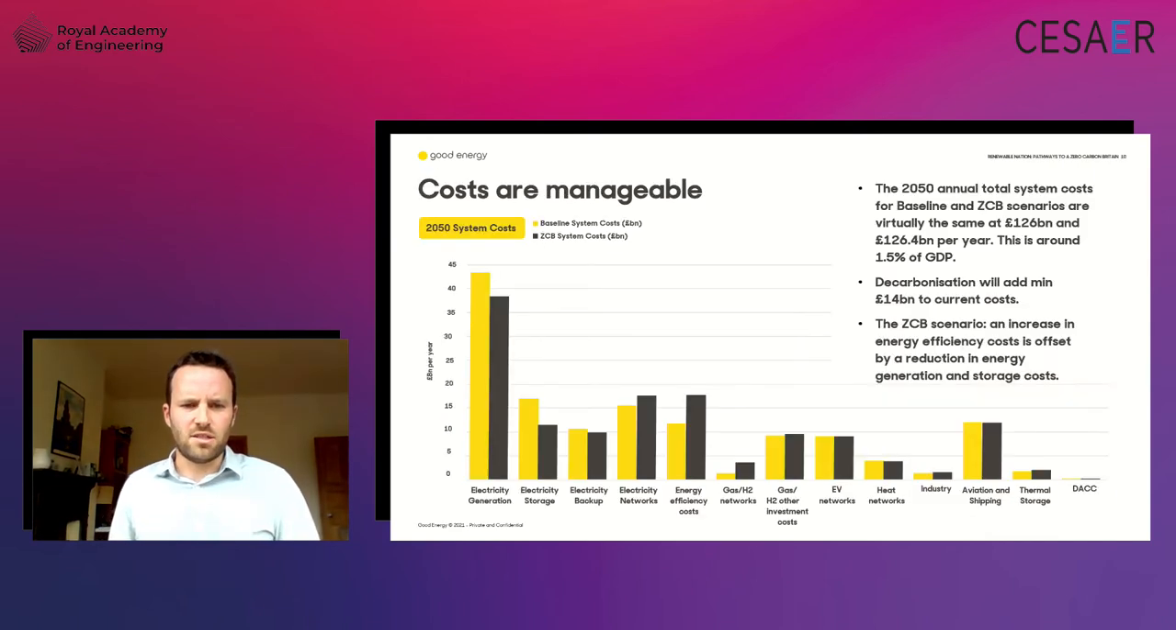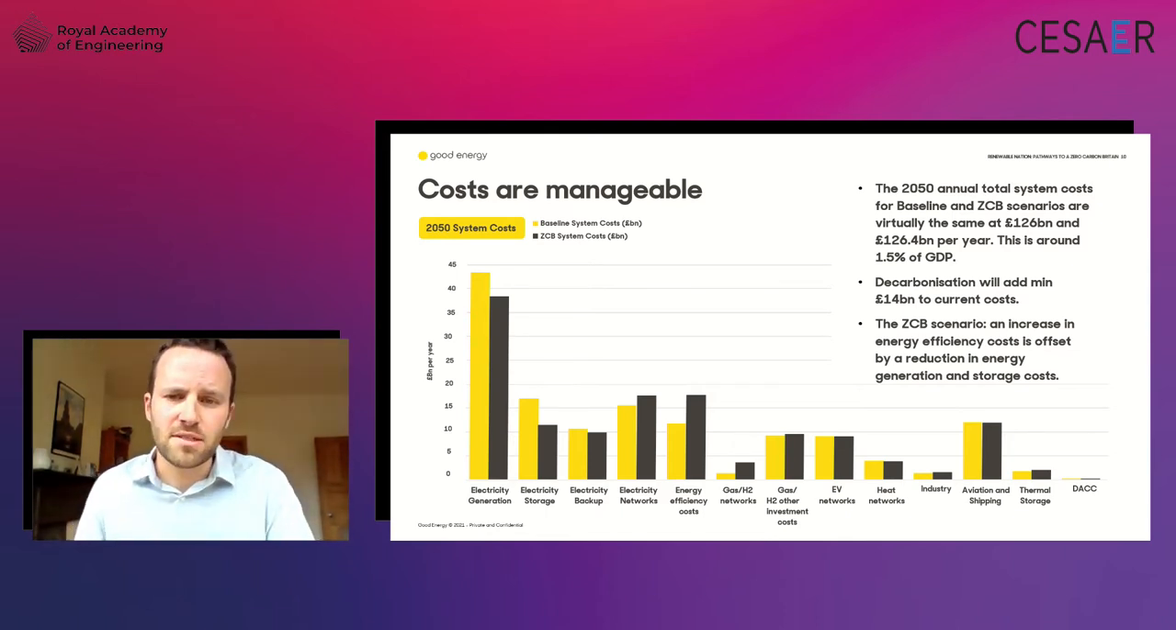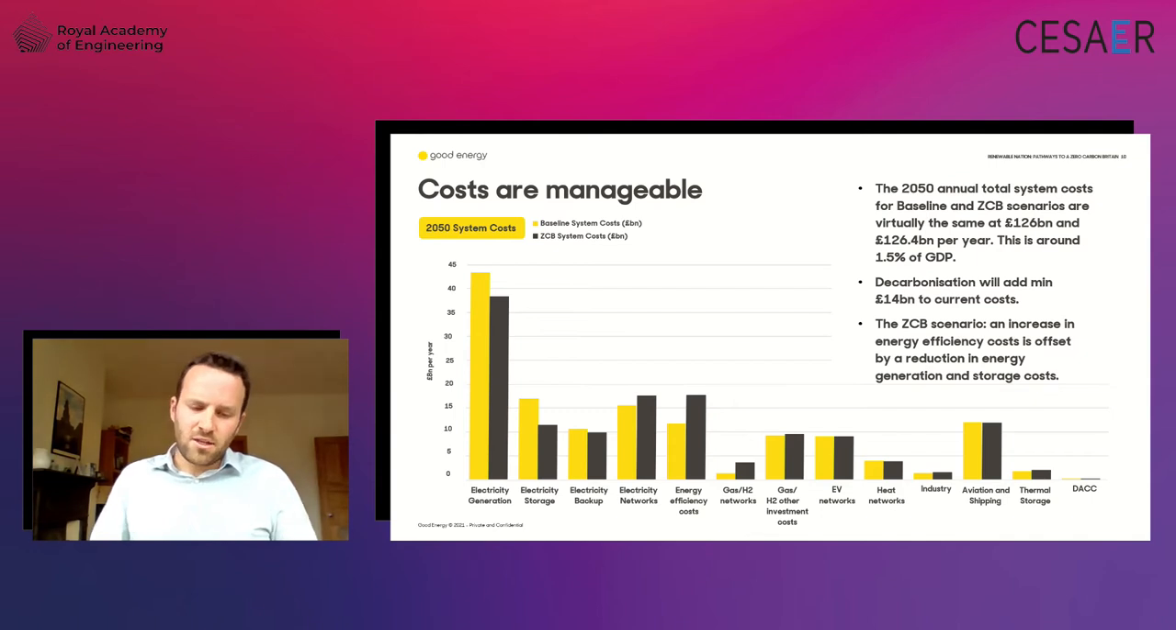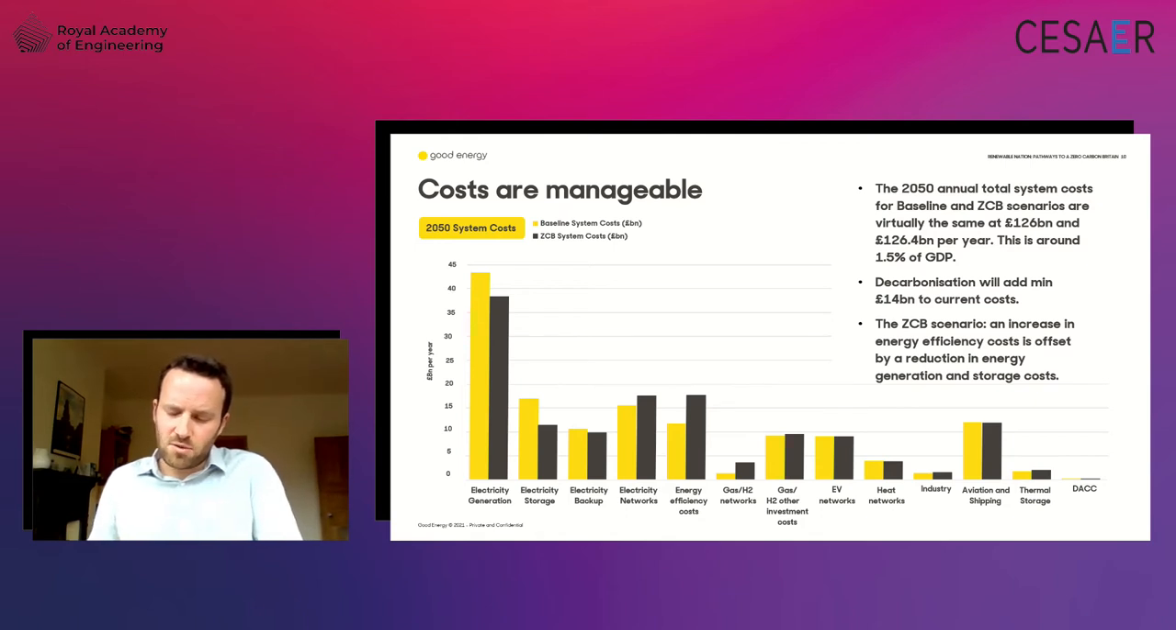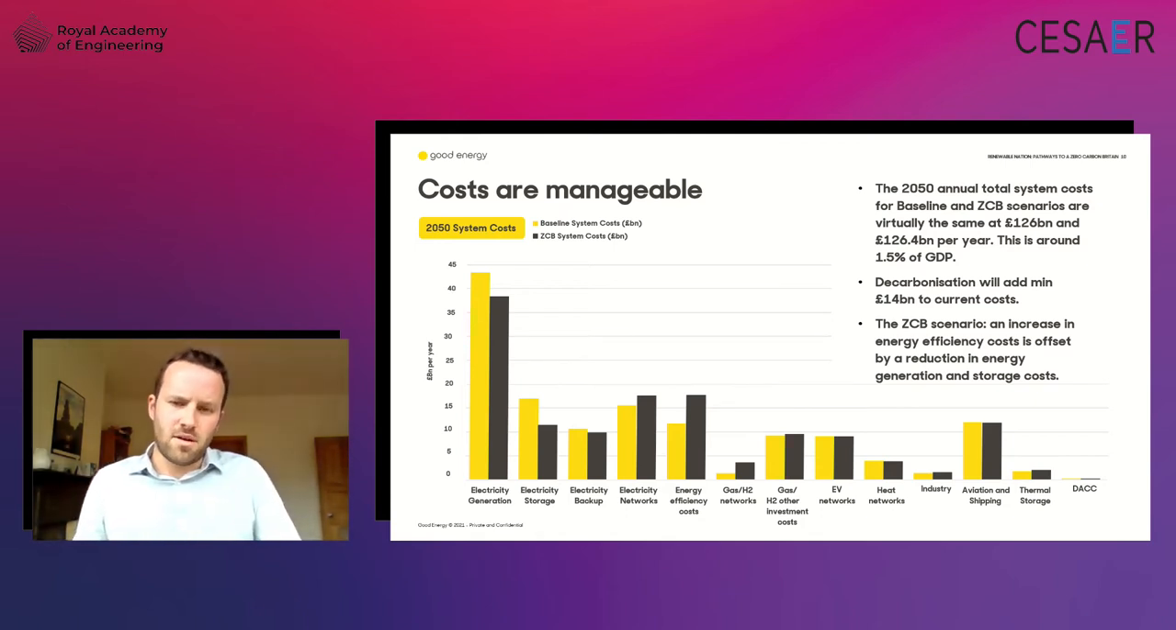Next slide just illustrates the costs are manageable. There's a lot more to say on this issue, but I'm just flicking through the main points. So our baseline scenario is one where there was no central planning. You could build out new nuclear plants as you want. And our zero carbon Britain was a very constrained system on the model, and yet both costs are almost identical.